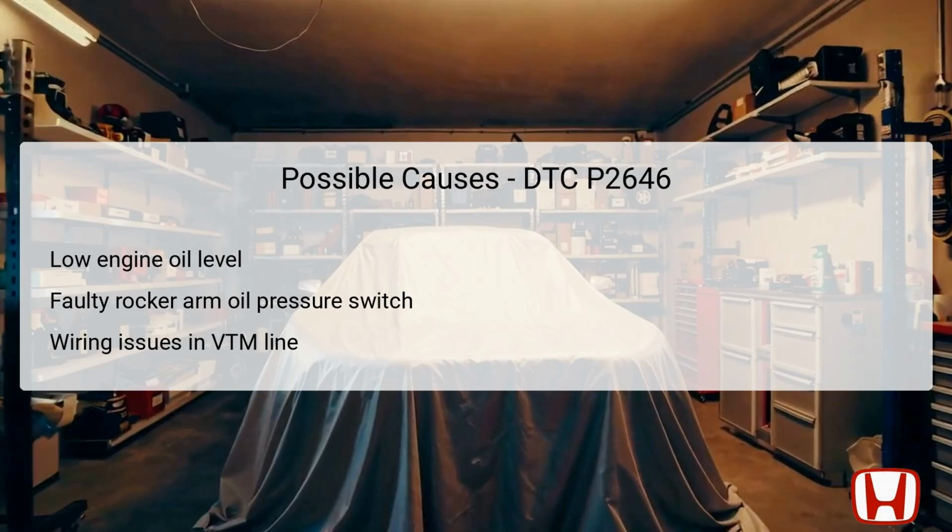Lastly, wiring issues within the variable torque management (VTM) line can also cause low voltage conditions. The VTM system plays a role in managing engine power distribution for optimal performance, making it essential to ensure that the wiring connected to the rocker arm oil pressure switch is in good condition. Any break or short in this wiring can trigger the DTC by preventing proper voltage signals from being received.